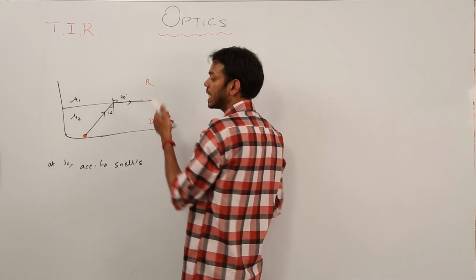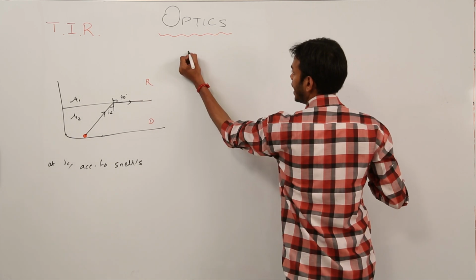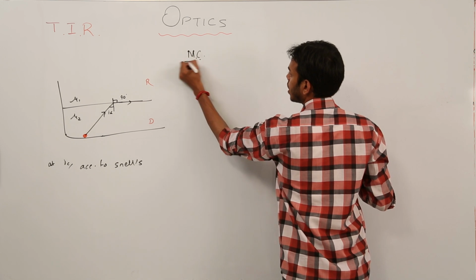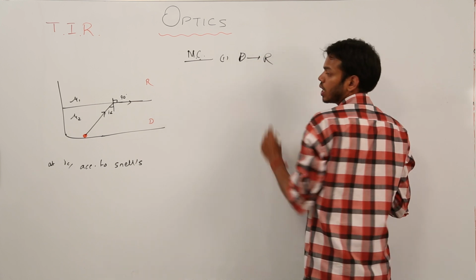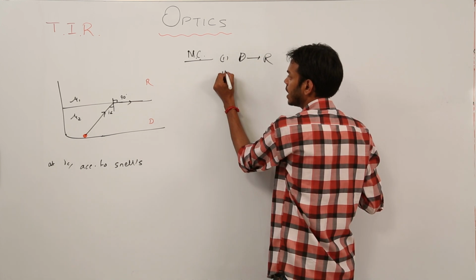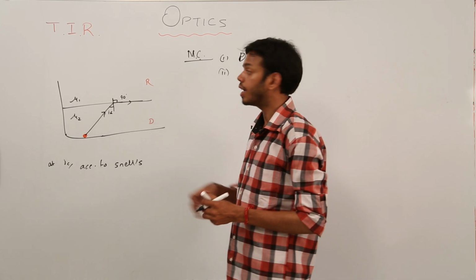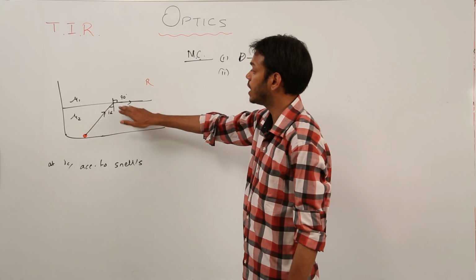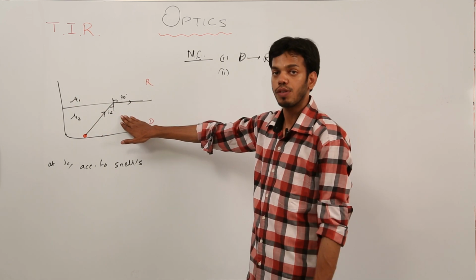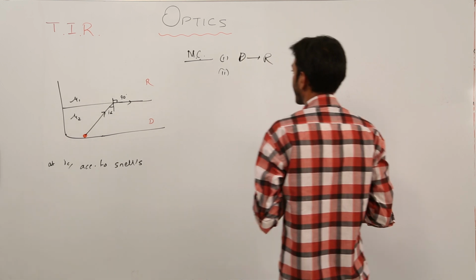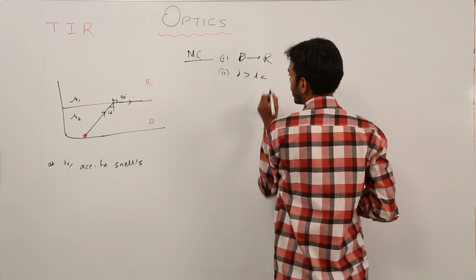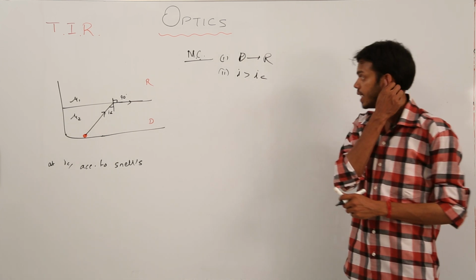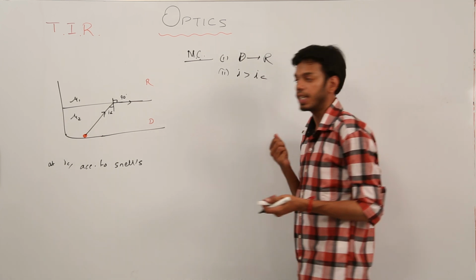So I would write the necessary conditions. First, the ray must be traveling from denser towards rarer medium, and second, TIR, that is total internal reflection, does not take place at every angle. It takes place only at those angles which are greater than the critical angle. So the second necessary condition is that the angle is greater than the critical angle. Which angle is greater than? This is the angle of incidence, right?